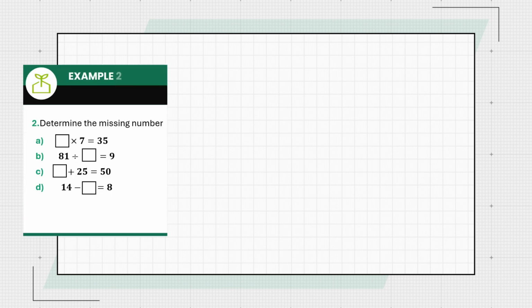Alright, let's do this one here. So we have some missing numbers, A through to D. But first thing I want you to do is give it a pause, have a practice, and then I will solve them in just a moment.